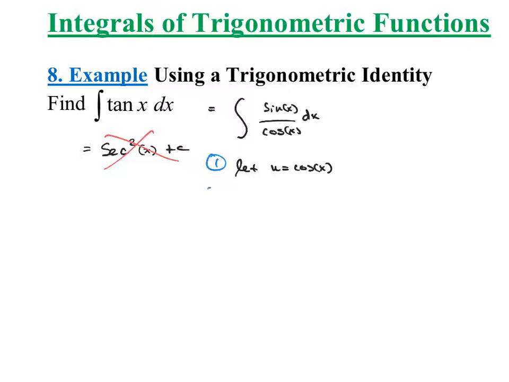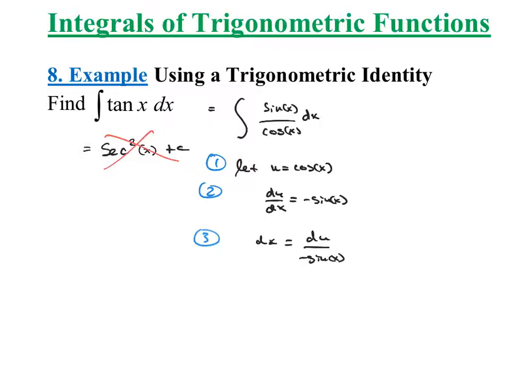Step 2 again, find the derivative of both sides. So du/dx, the derivative of u with respect to x. Think about what's the derivative of cosine of x. Well, that'd be negative sine of x, wouldn't it? Okay. Step 3 would be solve for dx. So dx would be du over negative sine of x.